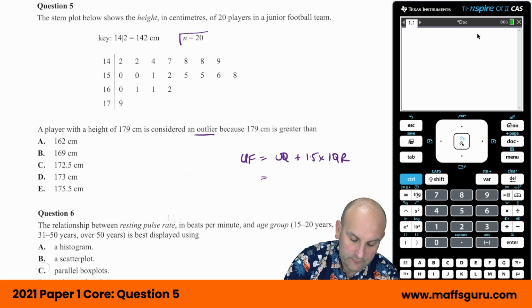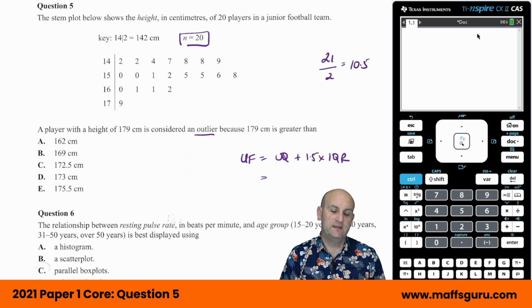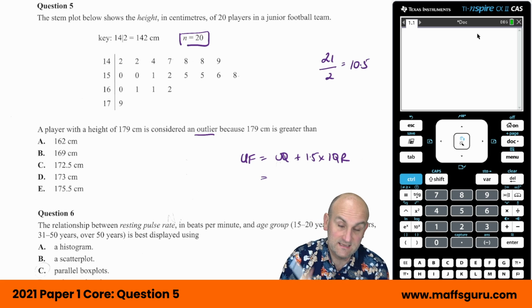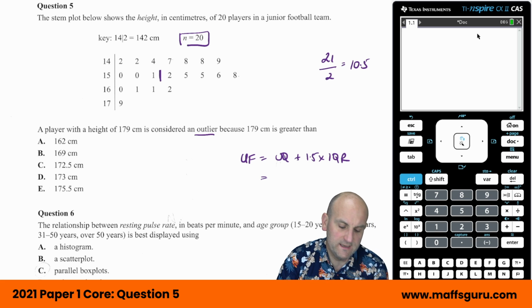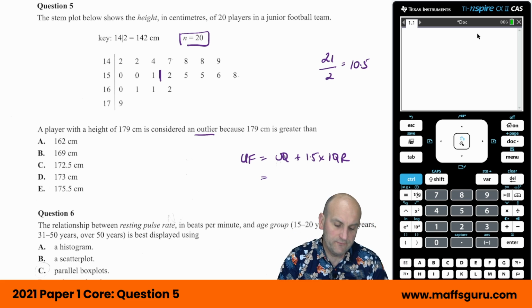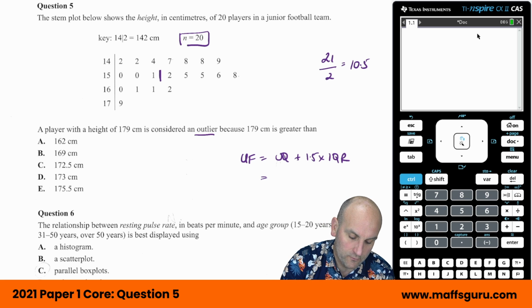There are 20 data items. So if I do 20 plus 1 gives me 21 divided by 2, which is 10.5. So what I'm looking for is my data item between the 10th and 11th term. That's the median. 1, 2, 3, 4, 5, 6, 7, 8, 9, 10. So my median is there, which means I now cut each of those into halves. 10 items, that's between the 5th and the 6th. 1, 2, 3, 4, 5.